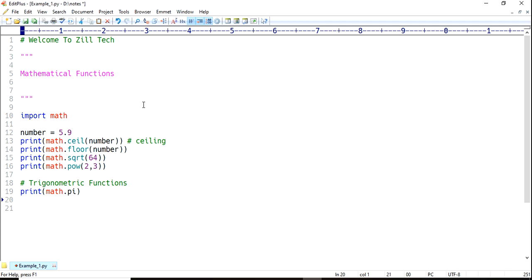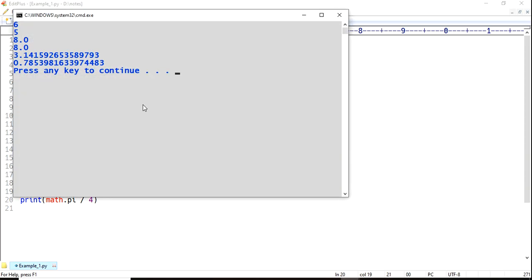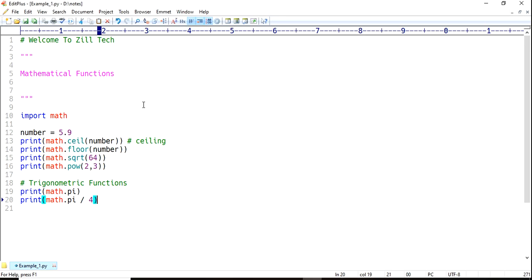In the same way, I want to find the radians. To find radians, we use math.pi divided by 4. When you divide it by 4, it is 45 degrees in radians. It's converting to a float, 0.785. It is nothing but 45 degrees in radians. It converts 45 degrees into radians.